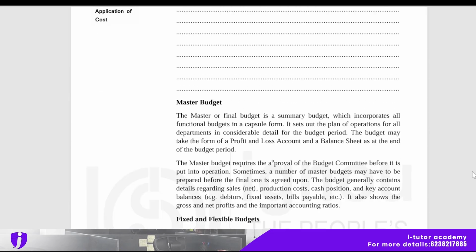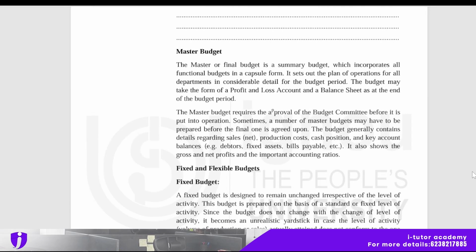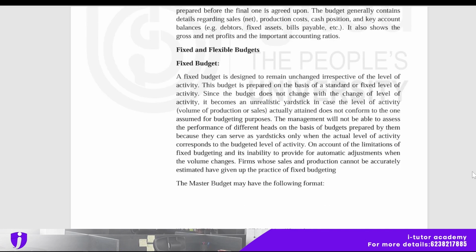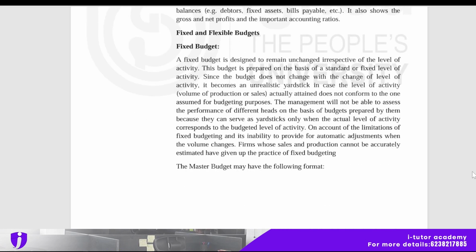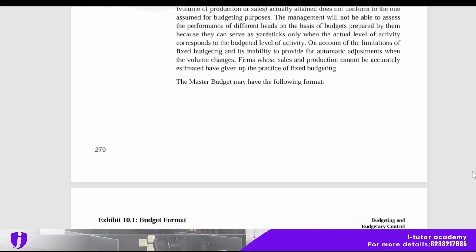Master budget. The master or final budget is a summary budget which incorporates all functional budgets in a capsule form. It sets out the plan of operation for all departments in considerable detail for the budget period. Fixed and flexible budget. Fixed budget is designed to remain unchanged irrespective of the level of activity. This budget is prepared on the basis of a standard or fixed level of activity. Since the budget does not change with the change of level of activity, it becomes an unrealistic yardstick in case the level of activity actually attained does not conform to the one assumed for budgeting purposes.